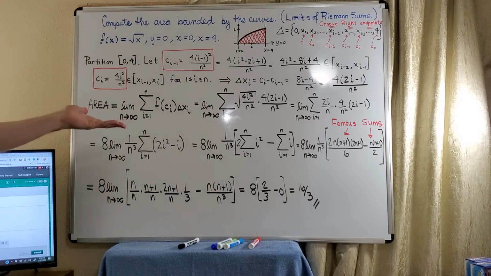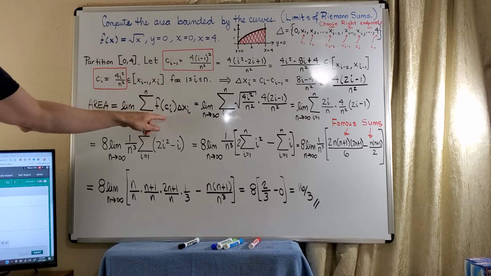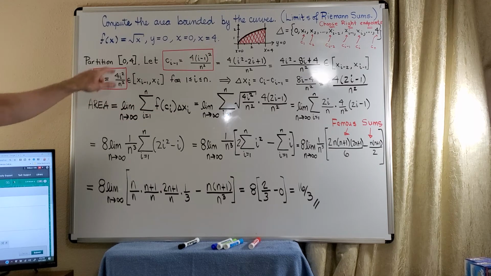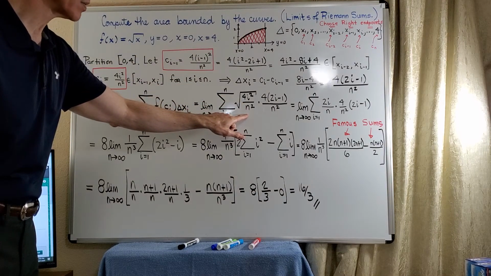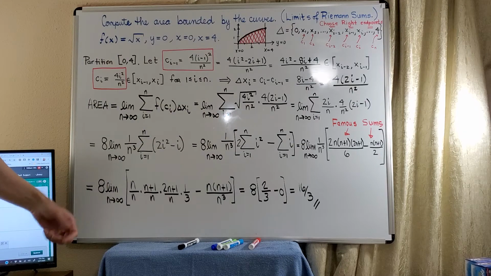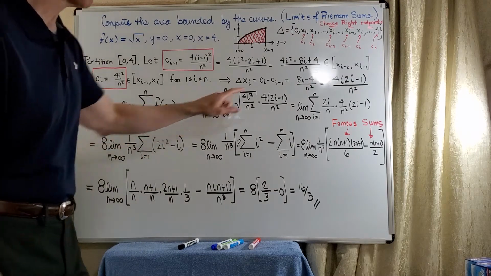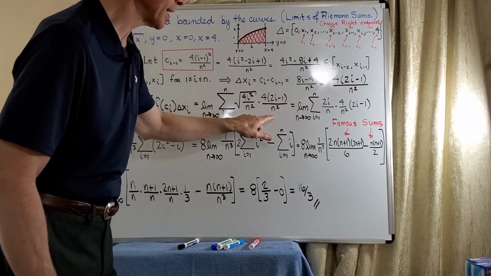Now, all we have to do is substitute. So we need f of c sub i. Here's c sub i right here, and f is the square root. So we take the square root of 4i squared divided by n squared. And then our computation for delta x sub i we've done right here, and we just fill that in.